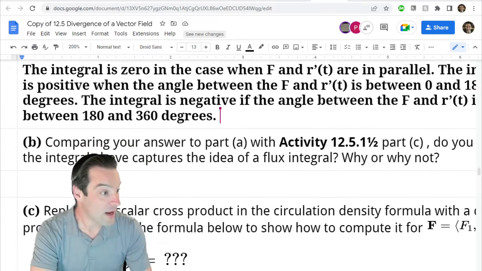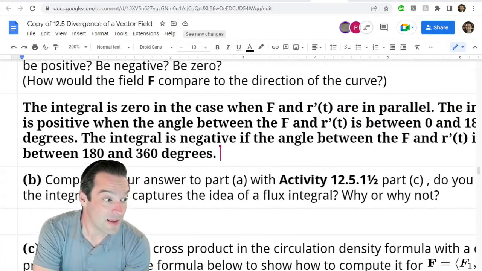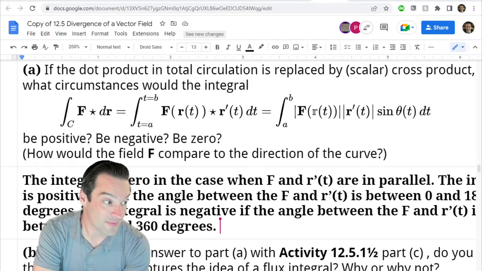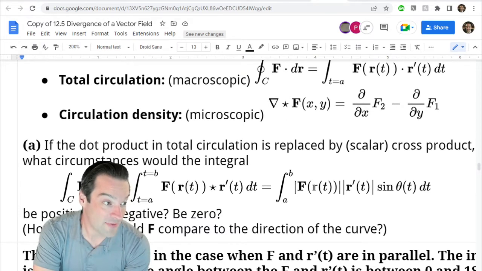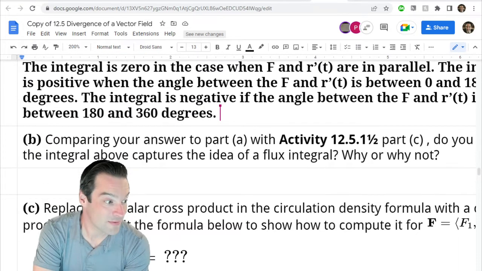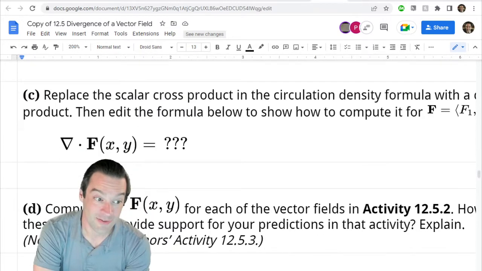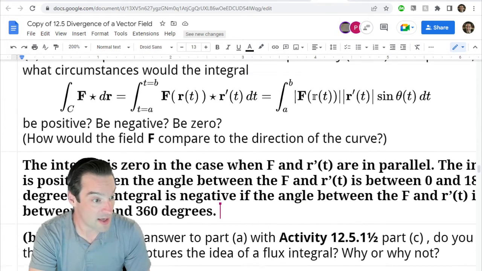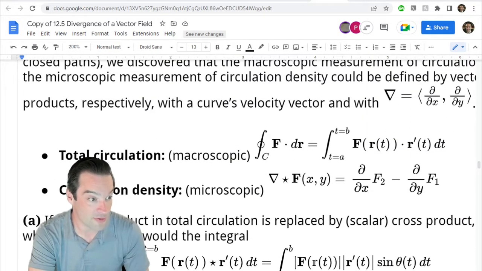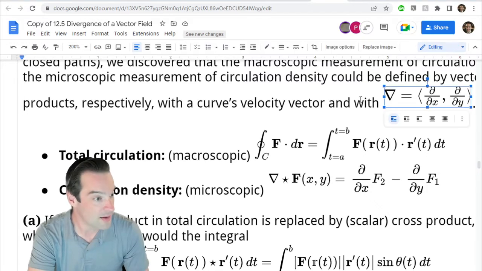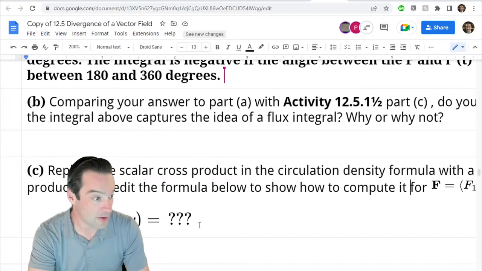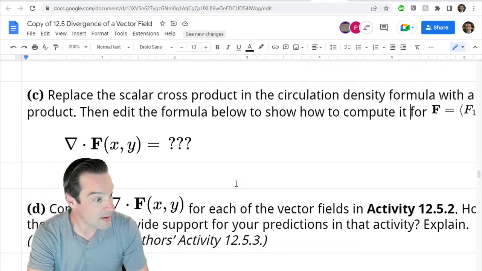So now our question is, how does it work for flux integrals? If to get a flux integral we replace the dot product in the macro level with the scalar cross product, then to get to the micro level, we might have to replace the scalar cross product with a dot product. And so part C is just asking you to write out a formula for what it would look like to take the dot product of the derivative operator, which is just the operator that has the partial derivative operators d by dx and d by dy as its components, with a vector field F whose components are F1 and F2. What would that formula look like? How would we compute this density?